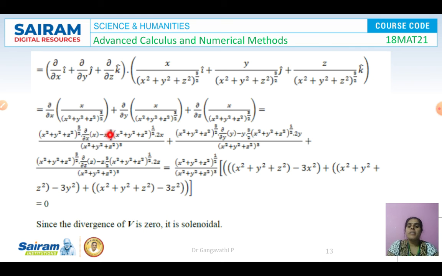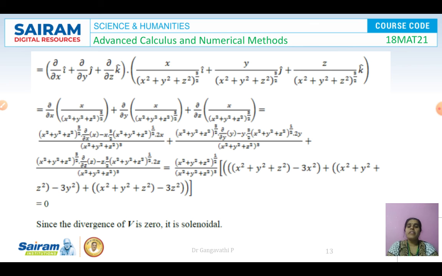The differentiation of the denominator is 3/2 into (x² + y² + z²) to the power of 3/2 minus 1, which is half, into the differentiation of x², which is 2x. As per the formula, the denominator squared is (x² + y² + z²) to the power of 3. The 2 and 2 get cancelled. Similarly, applying the quotient rule for the other terms, we get these terms.